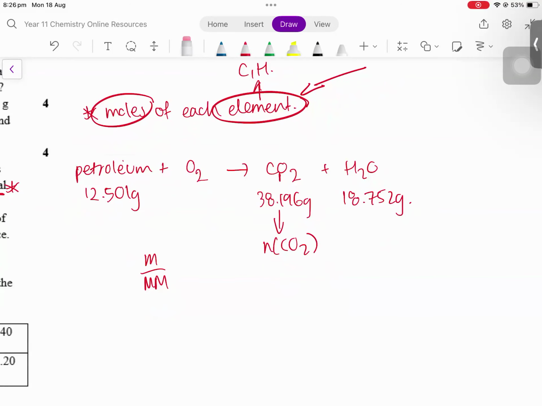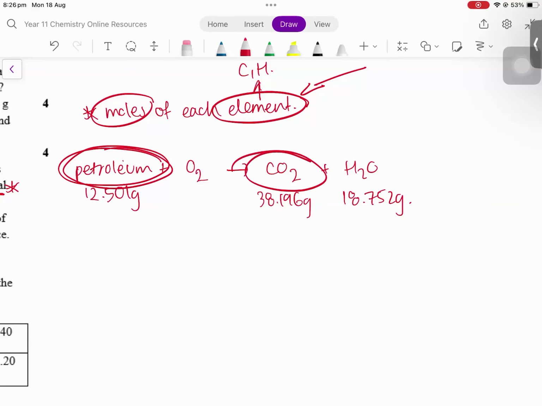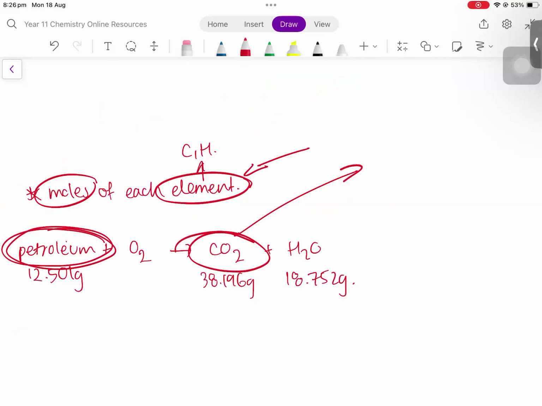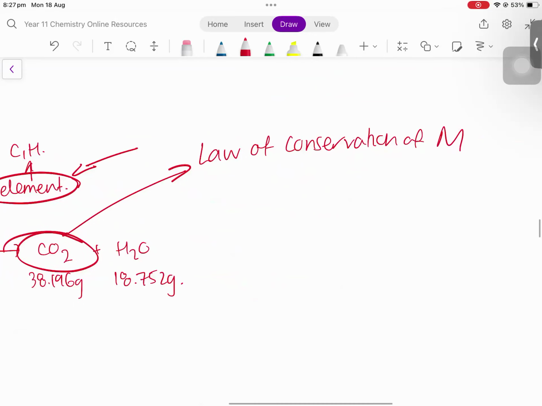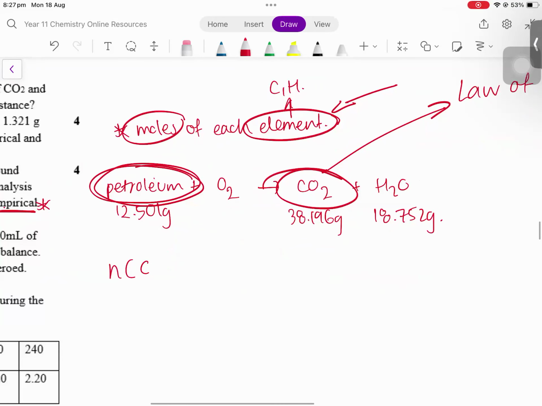Okay. You need the moles of carbon. The moles of carbon on the left has to equal the moles of carbon on the right. That's why we can relate the carbon in here to the carbon in here. Nothing can be lost. What is that? That's the law of what? Law of conservation of what? Nothing can be destroyed. Law of conservation of mass. You can't lose anything. So if you can figure out the amount of carbon on the right, that's the same as the amount of carbon on the left. Okay. So moles of carbon is moles of CO2, which is mass on molar mass.